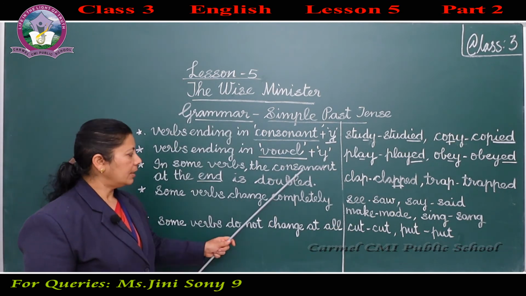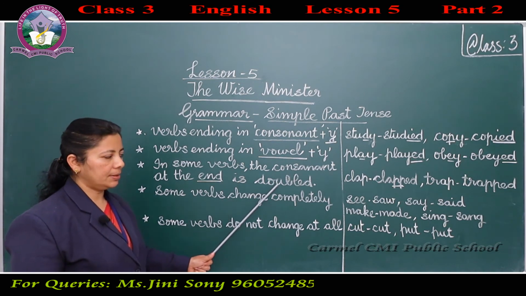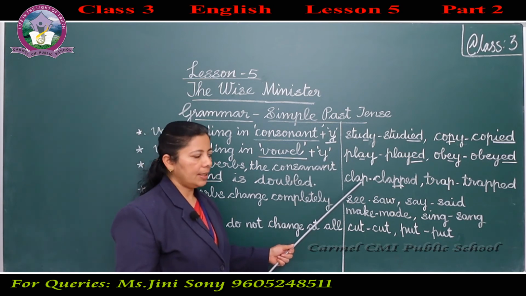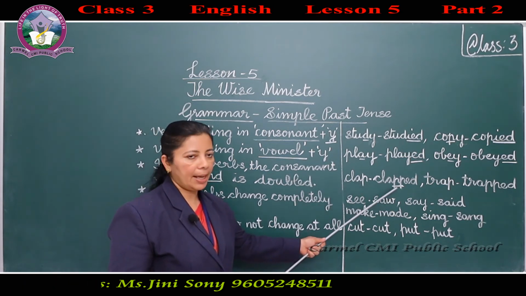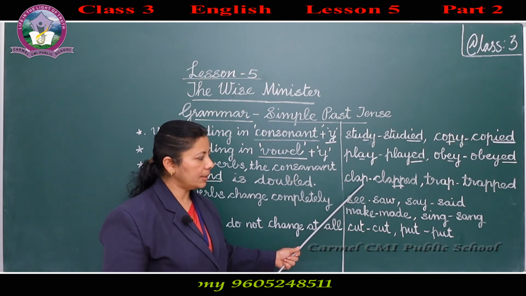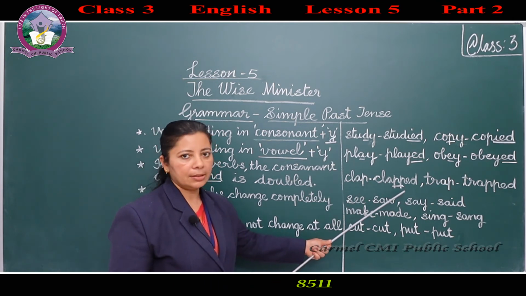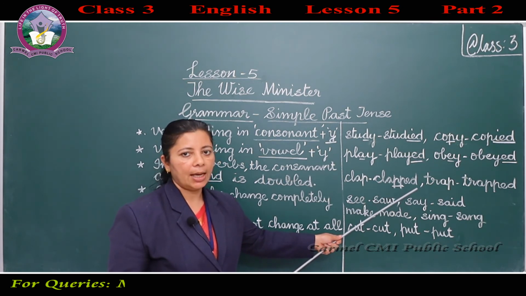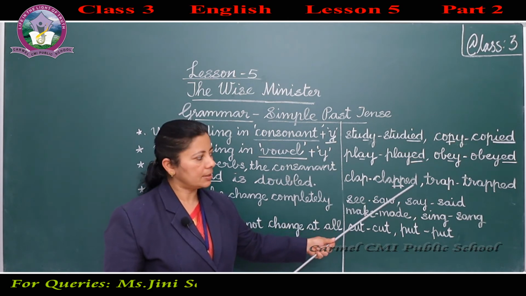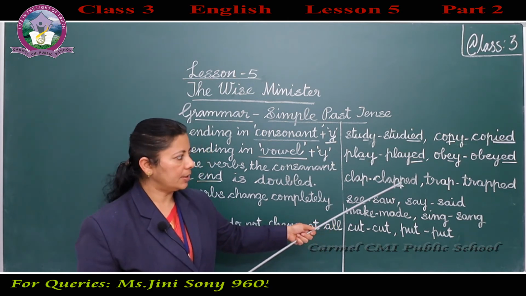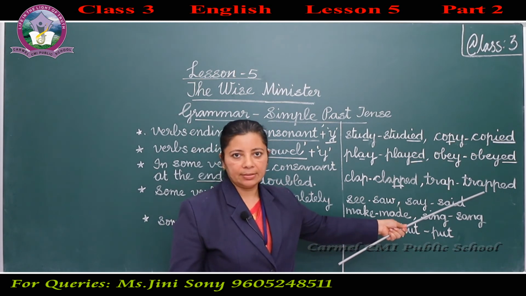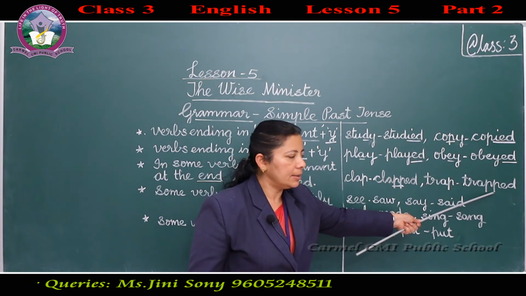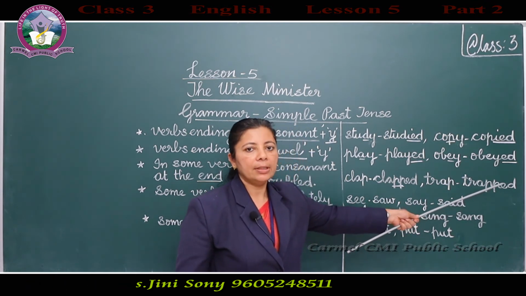In some verbs, the consonant at the end is doubled. You can see the example here. Clap, clapped. Here you can see the consonant is doubled. We are writing it two times, PP, and adding the past form ED. Understood? Trap, trapped. We are doubling the P here, the consonant.